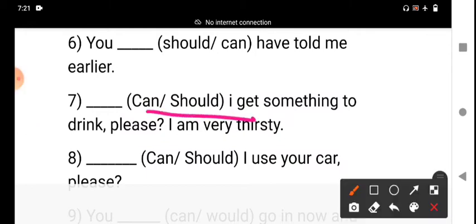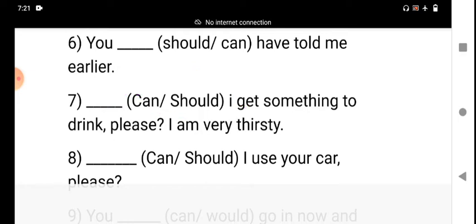That is the rule. That is important, my dear students. That's why we select can. Can I get, it is a capital letter. Can I get something to drink please? I am very thirsty. That is the meaning. It is in a polite way. We are asking, can I get something to drink please? I am very thirsty. That is the answer. Can is the right answer.